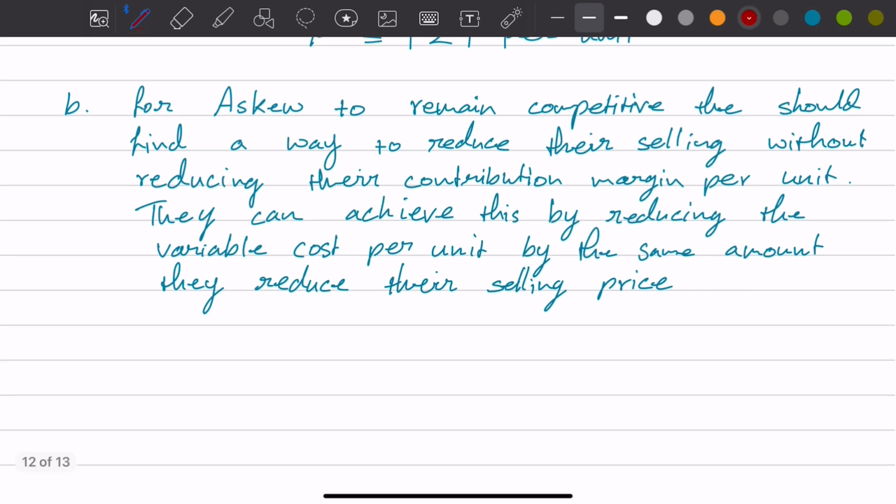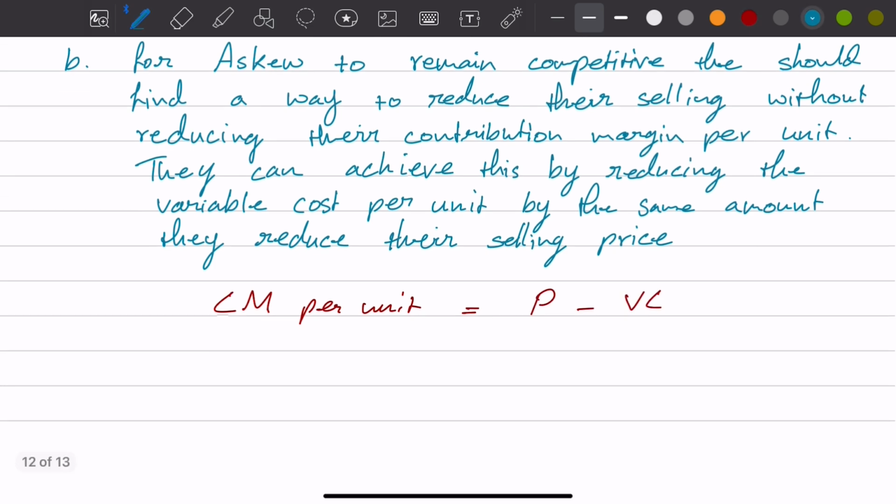Because again, something like this you can put in your own words. You can even write it down as a formula if you like. So currently the company has their, remember, the contribution margin per unit equals the price minus the variable cost per unit, which in our initial scenario is equal to $24 minus 9, which is equal to $15.